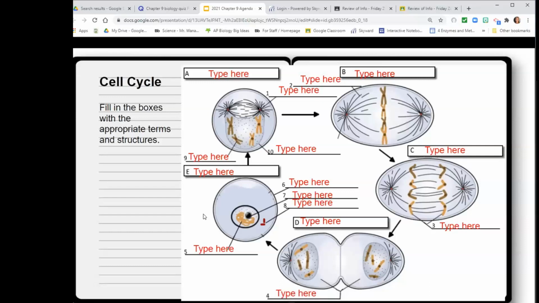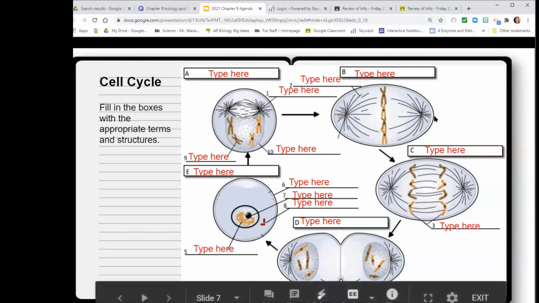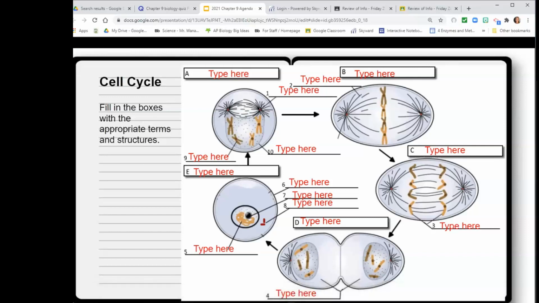So remember, I, PMAT. That's your mnemonic. Interphase, prophase, metaphase, anaphase, telophase. I, PMAT. Which cell do you think is the first cell in the cycle? Where is my interphase? A, B, C, D, E. Shout it out or put it in the chat. Which one is the first cell in the cycle? A, B, C, D, E.